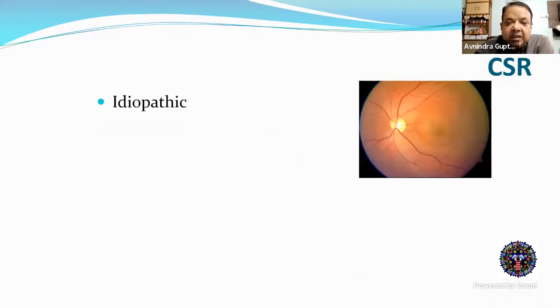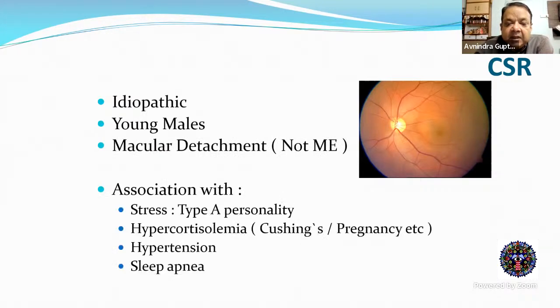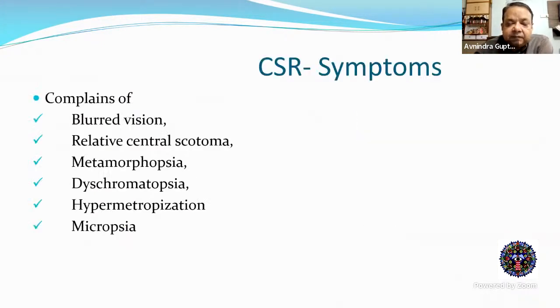CSCR is usually an idiopathic disease, affecting young males between the age of 28 to 41. It's a macular detachment, not macular edema, and is associated with stress, that is type A personality, hypercortisolism, that is Cushing syndrome, or pregnancy, hypertension, and we see more incidence of CSCR in sleep apnea.